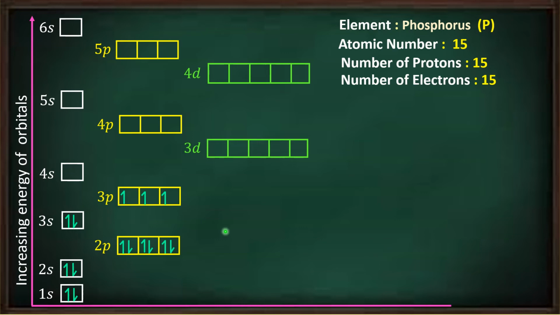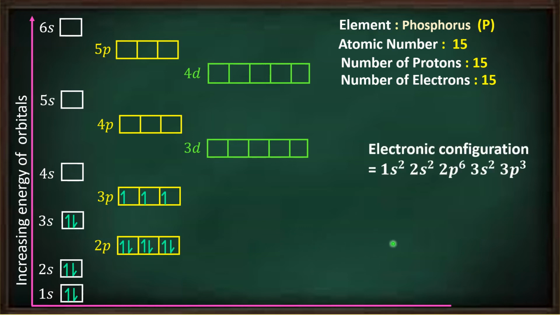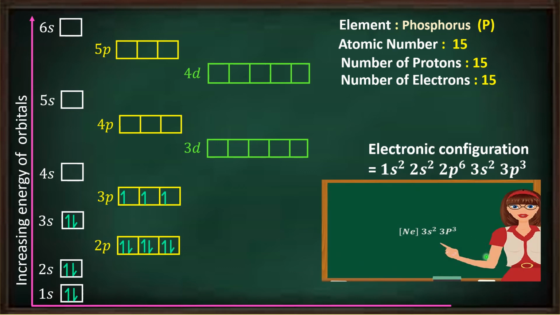Okay, so then what is the electronic configuration now? 1s2, 2s2, 2p6, 3s2, 3p3. This is the electronic configuration of phosphorus, or we can write this in the short way as neon 3s2, 3p3. Okay, so before 3s2, 3p3 we have the neon configuration.